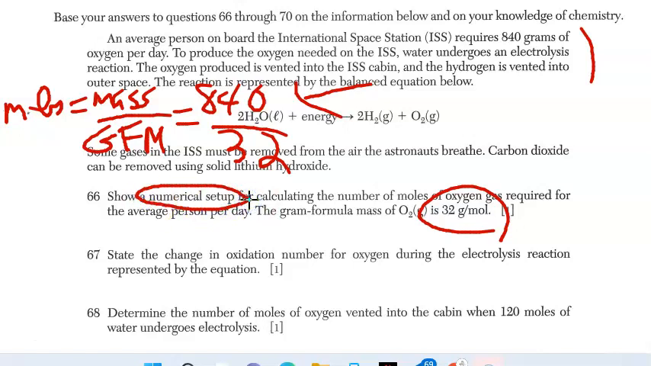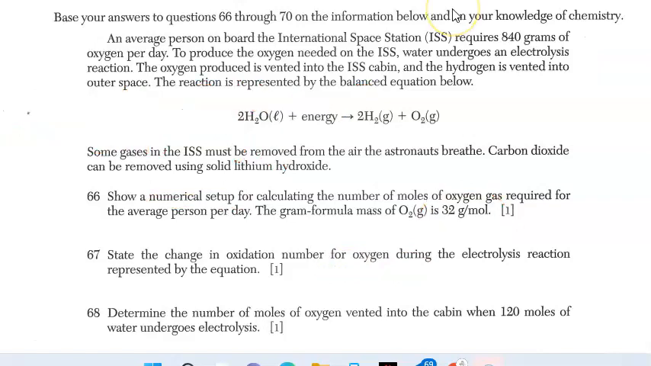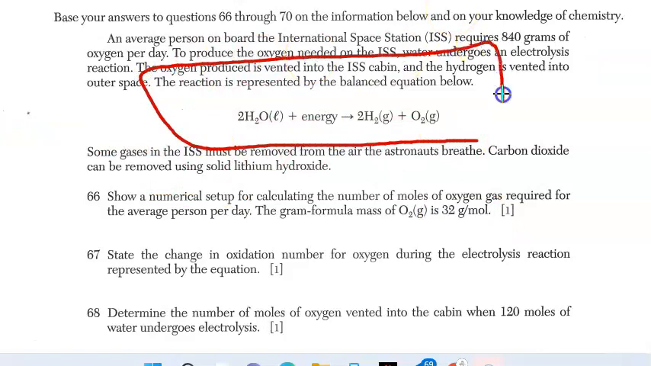All right, let's look at 67 now. State the change in oxidation number for oxygen during this electrolysis reaction represented by the equation. Our equation's up here. Now, remember when you have an element alone, such as O2, the oxidation number is 0. It's only sharing with another oxygen atom. There aren't other elements involved. The oxidation number for oxygen here in water is -2.